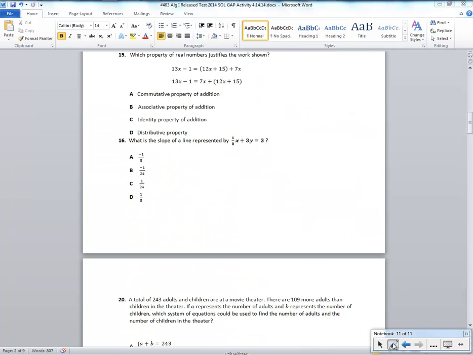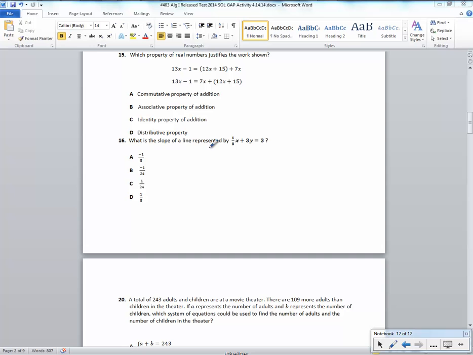15, what we're doing here is you need to know that commutative is change order, CO. The associative property is the parentheses property, where the parentheses change. Identity property of addition is when you add by 0. And the distributive property is when you distribute a term inside and multiply throughout.